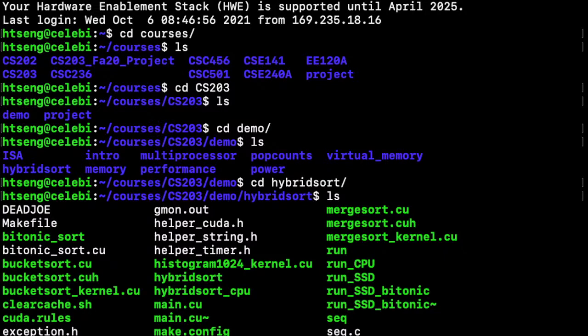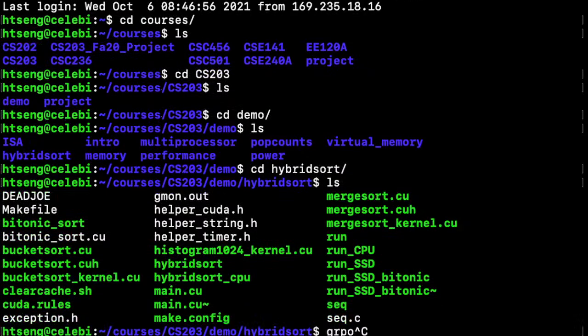I have a program, sort CPU, and I want you to give me a number that you want to sort. How many numbers do you want to sort? 1 billion? 1 billion? Okay.